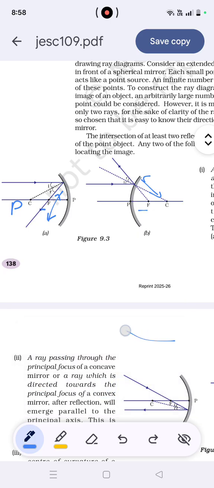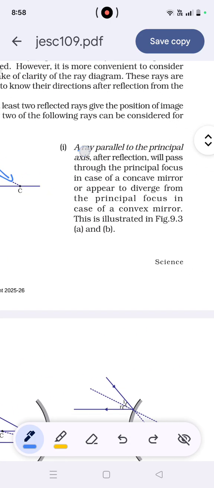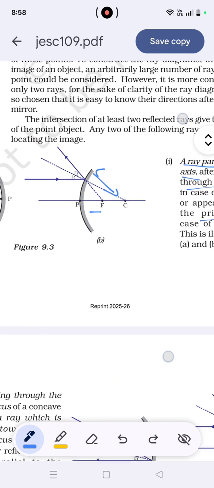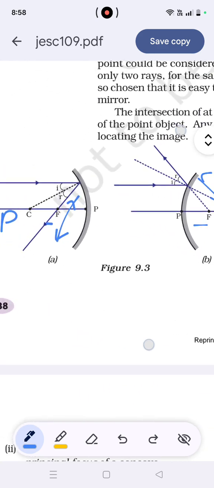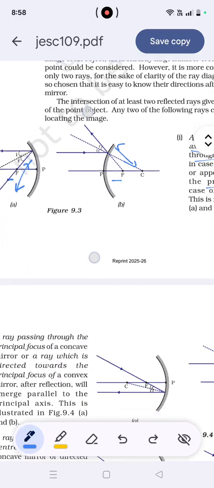Okay, done. This is what is given in this part. Any ray parallel to the principal axis, after reflection, will pass through the principal focus in case of a concave mirror. It appears to diverge from the principal focus in case of a convex mirror. This is what is given. I have told you in simple language.